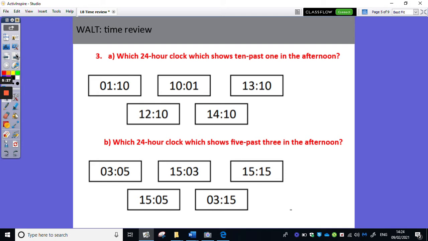Okay, so question number 3. Which 24-hour clock shows 10 past 1 in the afternoon? So you've got 5 different times there to look at, and you're looking for 10 past 1 in the afternoon. So either write down the correct answer, or if you're doing it off the sheet and you've printed it, you can circle the correct answer. So have a look at those times. Which one is 10 past 1 in the afternoon?